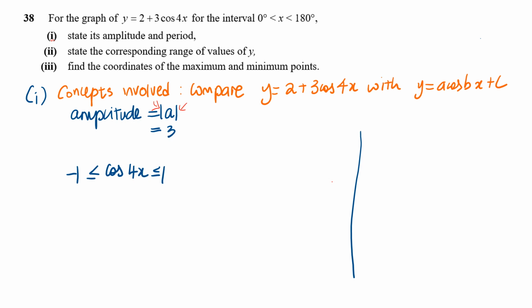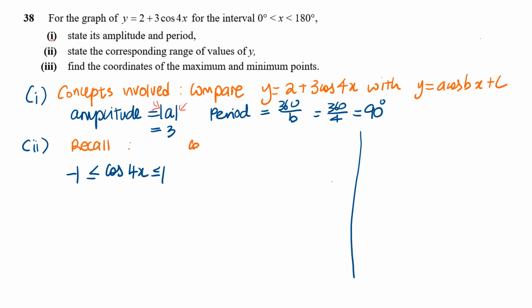Then how do you find period? Period is 360 divided by B. In this case here, your B is 4. B is the coefficient of x. So 360 divided by 4 is 90. So that means from 0 to 90 is one cycle. That's what you mean by the period. Okay, 0 to 90 is one cycle.